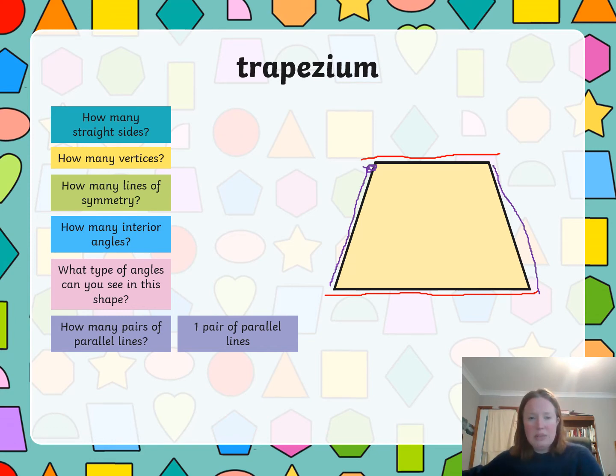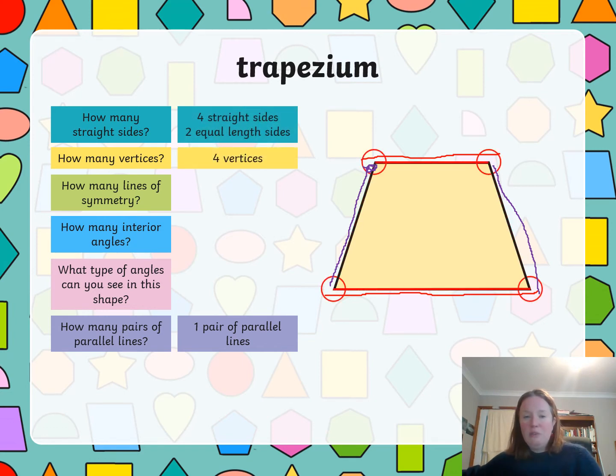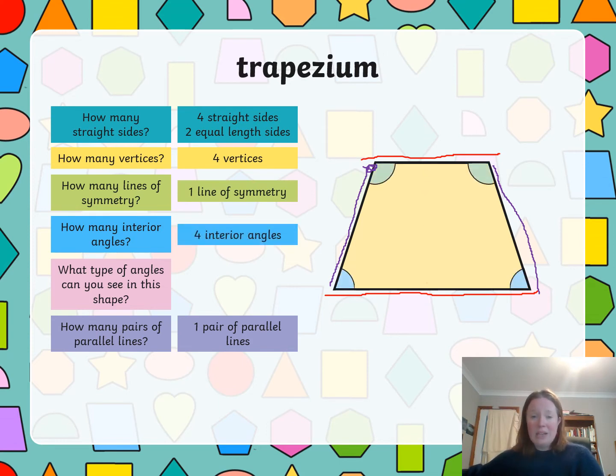Okay, just racing through these different things. Straight sides, 4. How many vertices? 4. They're the corners, remember. Lines of symmetry, just 1 through the middle. Interior angles, we've got 4. Types of angles, well, we've got 2 acute and 2 obtuse. Remember, obtuse is greater than 90 degrees. Acute is smaller than 90 degrees.